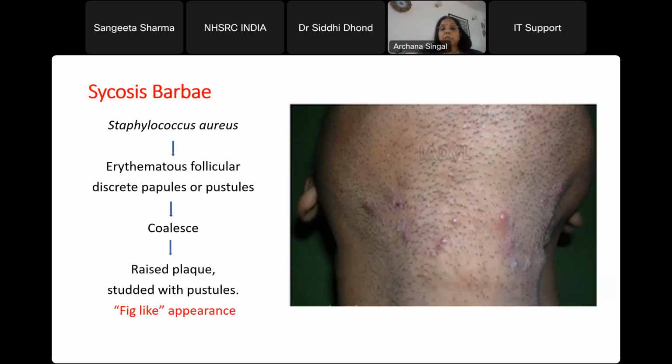So this is sycosis barbae. This is the beard region, neck region of a patient, and you can see multiple deep folliculitis lesions. If there are too many and closely placed, it gives you a red plaque, which gives a fig-like appearance. Next.